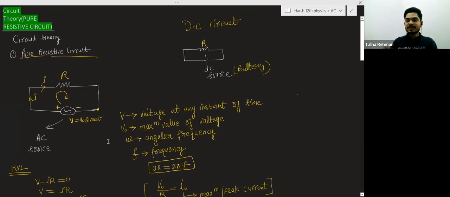When we discuss the capacitive circuit, we will see whether there is a phase difference between the current and the voltage or not, whether both are in the same phase or with a different phase.